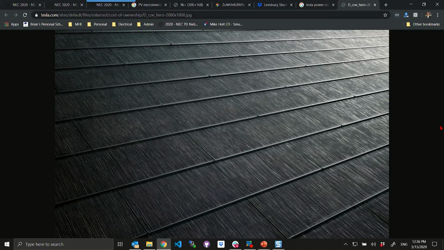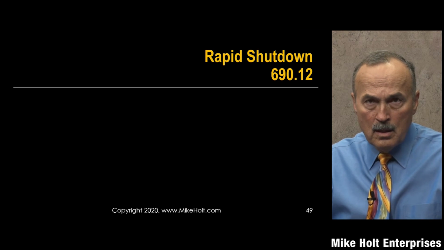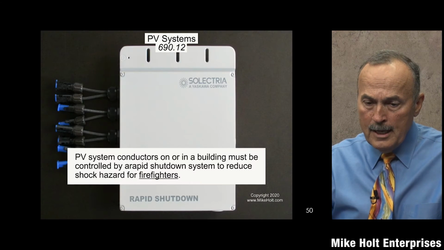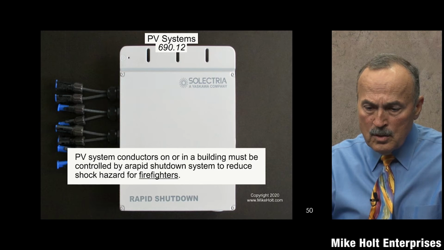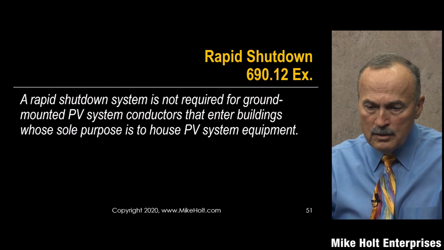Okay, so let me see if we can understand. This is number 3, is that right? Okay, so let me go back. I'm going to do this whole thing again as if we've never done it. Ready for this? 690.12, Rapid shutdown. PV system conductors on or in buildings must be controlled by a rapid shutdown system to reduce shock hazard for firefighters. General concept, trying to reduce shock to firefighters.